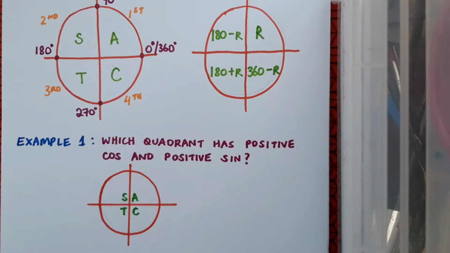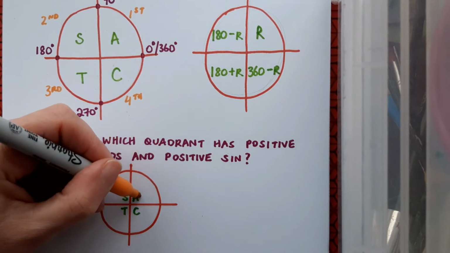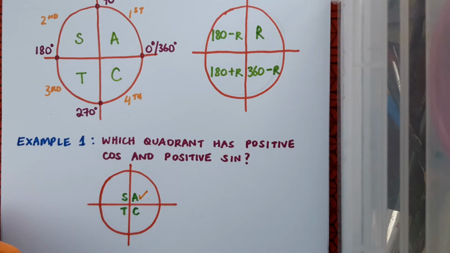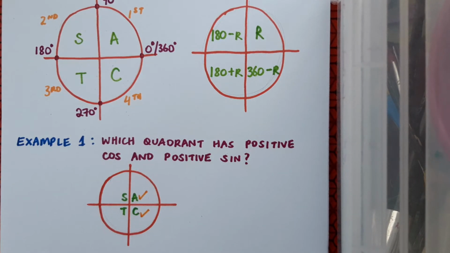And so what I'm going to do is I'm going to tick the quadrants that apply for both cases. So where do I have positive cos values first of all? Well, I know that everything is positive in the 1st quadrant, so cos is definitely positive there. And also cos is positive in the 4th quadrant. So both of those quadrants have positive cos.